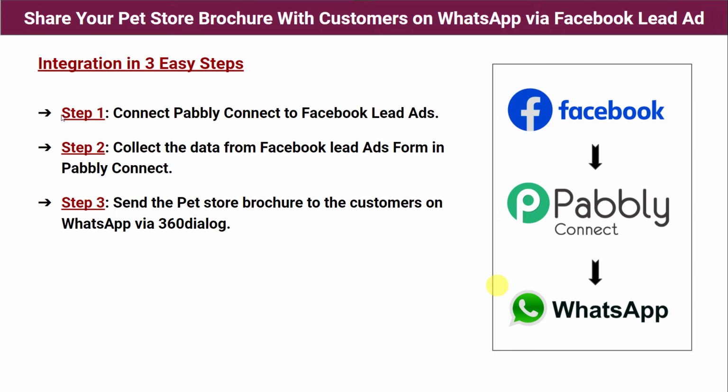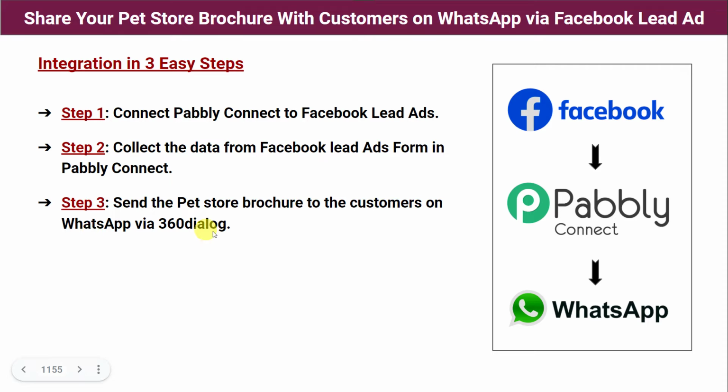Step 1. Connect Pabbly Connect to Facebook lead ads. So first we have to go to Pabbly Connect and we have to create an integration between Pabbly Connect and Facebook lead ads. Step 2. Collect the data from Facebook lead ads form in Pabbly Connect. So at step 2, Pabbly Connect is going to capture the data from Facebook lead ads form. Step 3. Send the pet store brochure to the customers on WhatsApp via 360 dialog.